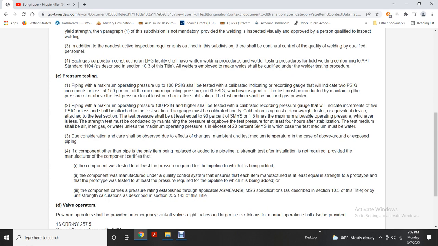For a maximum operating pressure of 100 psi gauge or higher, the test gauge must be calibrated and recorded, and shall indicate within 5 psi gauge. Gauges shall be attached to the test section and must be calibrated hourly. The calibration is given with a dead weight tester or equivalent device attached to the test section. The test pressure shall be at least 90% of the system yield strength or 1.5 times maximum operating pressure, whichever is less.